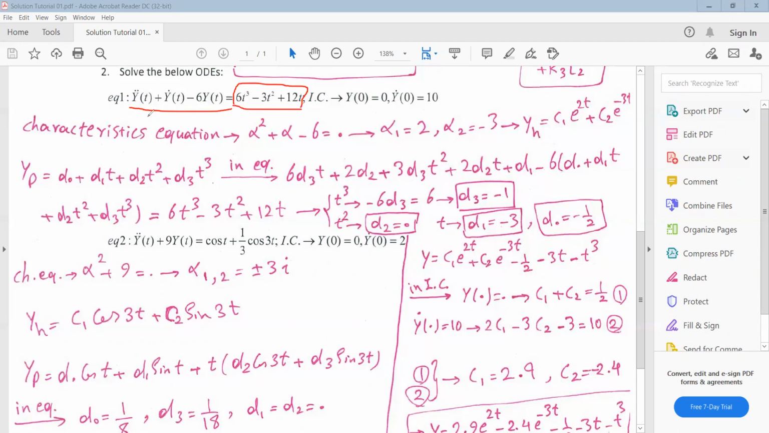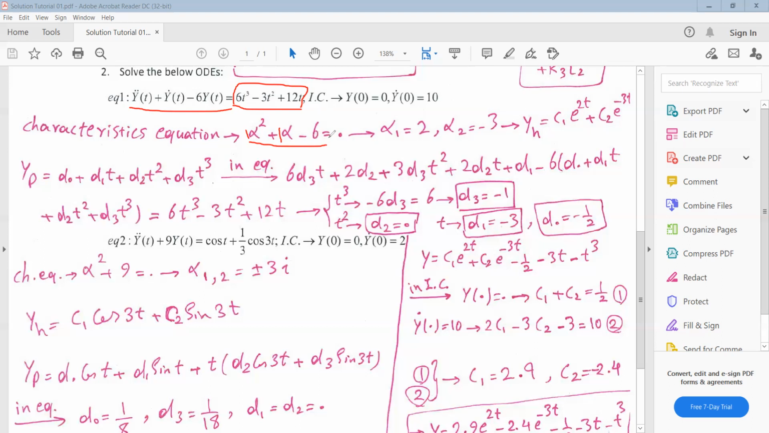So we need to obtain first the homogeneous response and finally the particular response. The homogeneous response for this system can be obtained from the characteristic equation. You can see the characteristic equation for this equation is alpha squared plus alpha minus 6 equals 0. The coefficient of y double dot is 1, so the coefficient of alpha squared is 1. The coefficient of y dot is 1, so the coefficient of alpha is 1 as well. And plus the coefficient of y, which is minus 6.